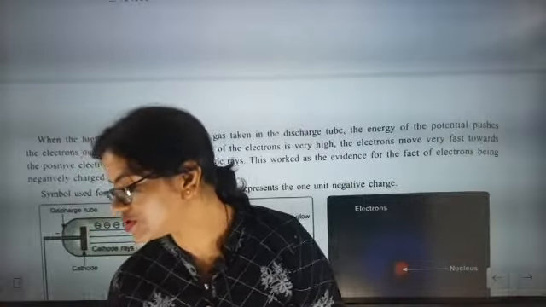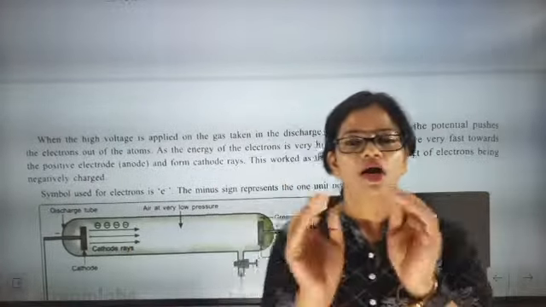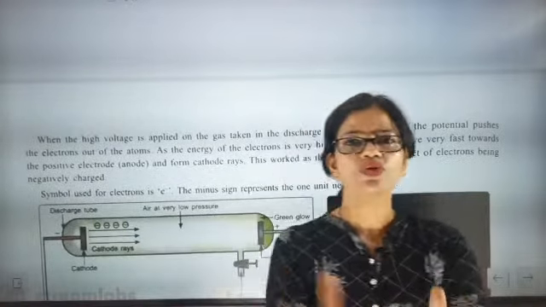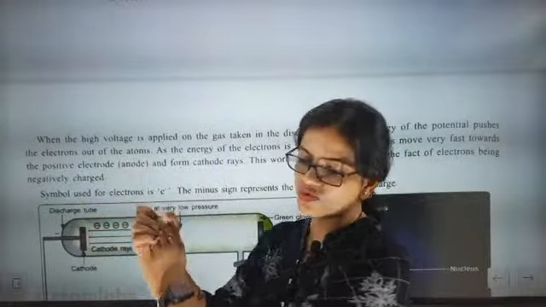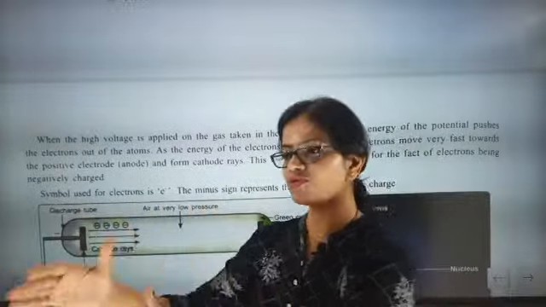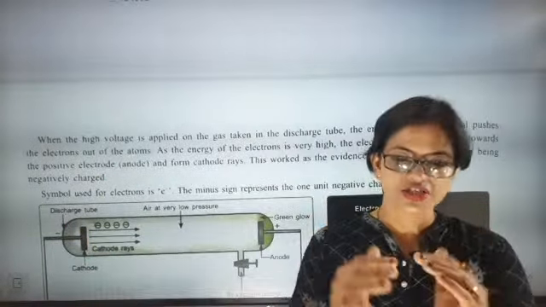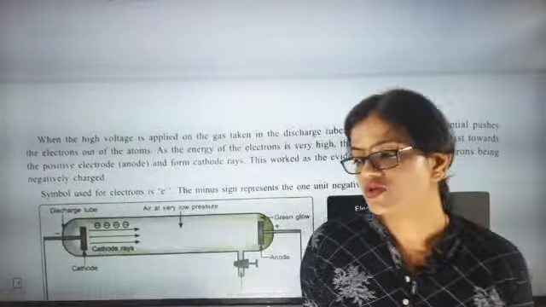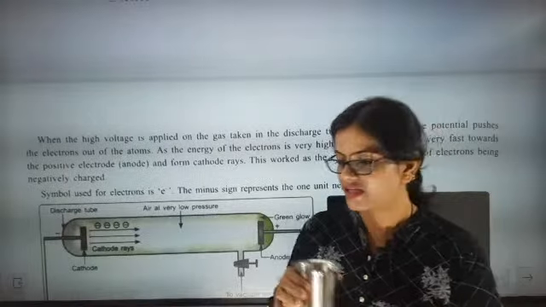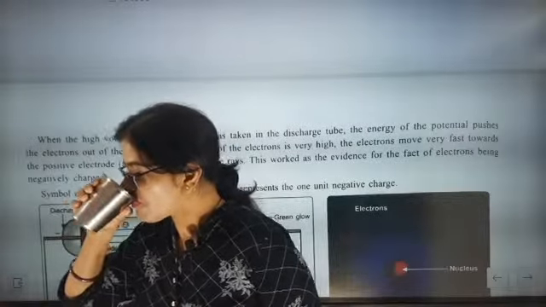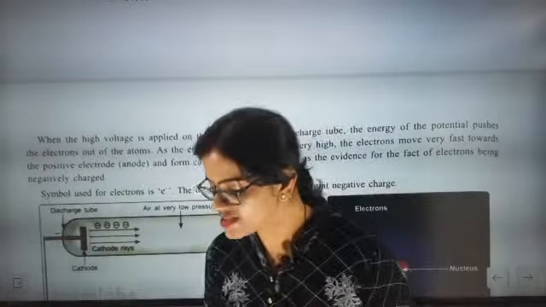So now we are going to discuss some of the content I discussed. How to prove that cathode rays are negatively charged? How did J.J. Thomson prove that cathode rays are negatively charged? What has J.J. Thomson done in the experiment to prove it?